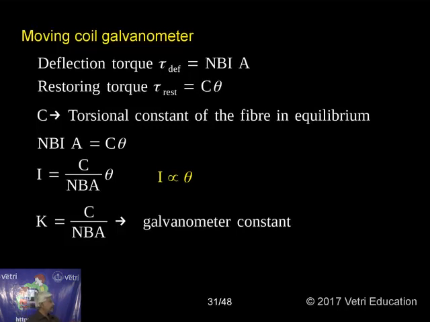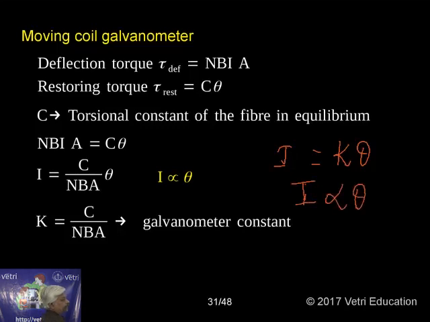Therefore, I take this constant, I is equal to K theta actually. I is equal to K theta. Here K is a constant. Therefore, the current is directly proportional to theta. This is the principle of the moving coil galvanometer. That means the more current flowing through the coil, the higher the deflection. So from this the current can be calculated. These are the things you have to understand. Very interesting.